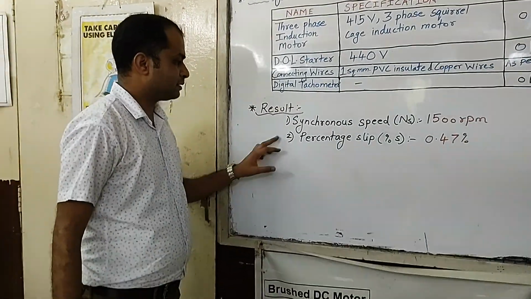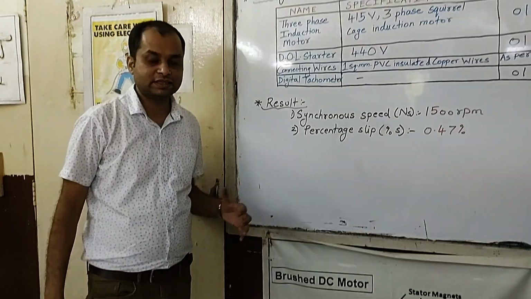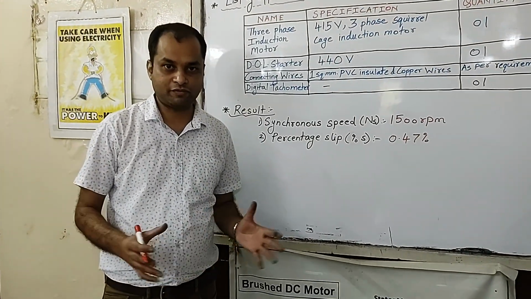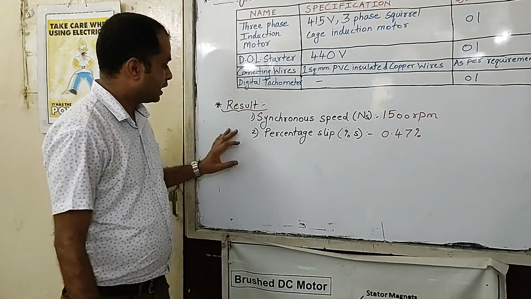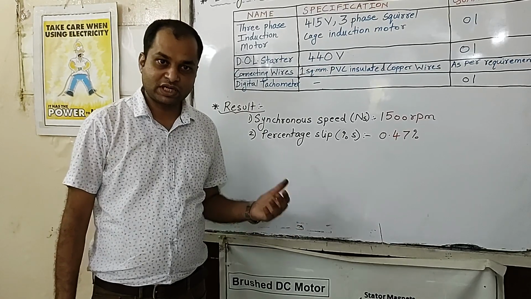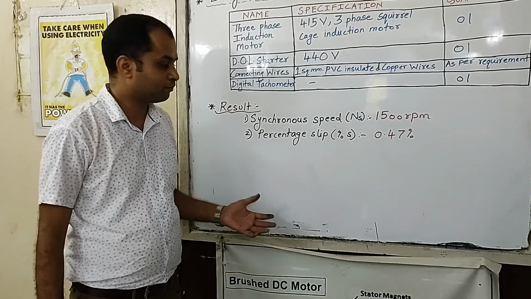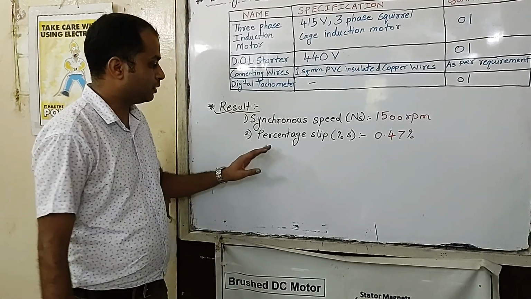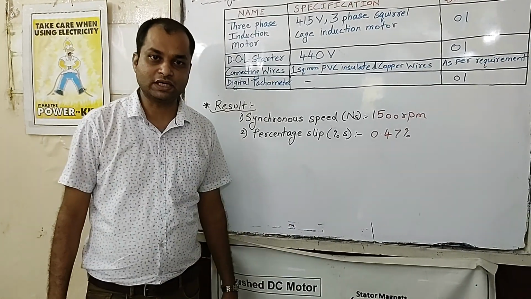So this percentage slip value can change in the different readings that we have already shared with the different batches. And from this experiment, we conclude that by measuring the speed of a three-phase induction motor and by calculation of synchronous speed, we can calculate the percentage slip of a given three-phase induction motor.